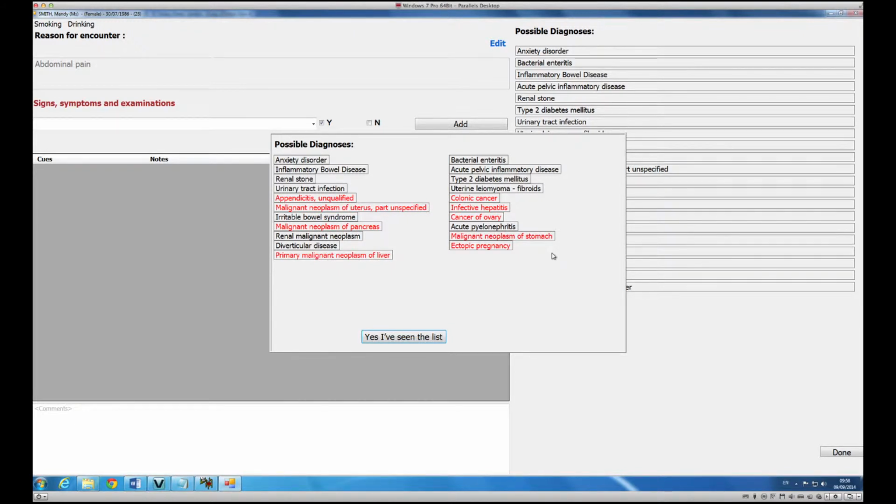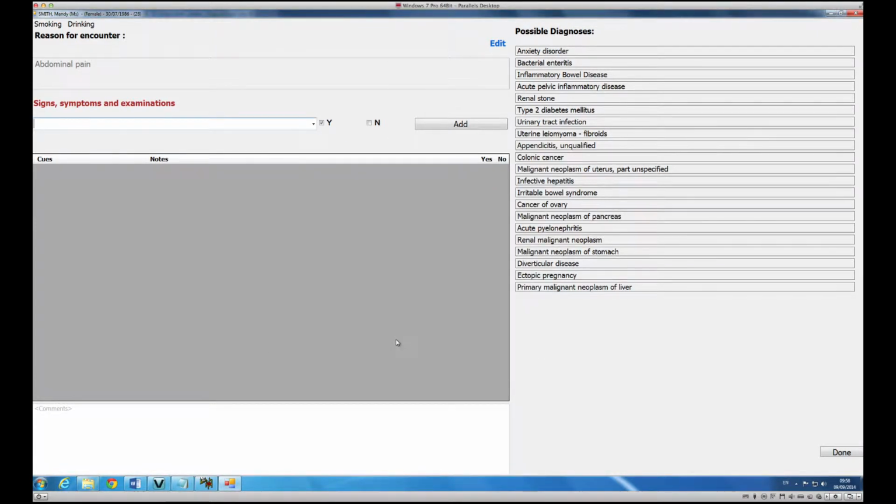Okay. So I'm having a quick look at a list on the computer there. Fine. So you've had this for about how long? Yeah, a week. Okay. And what does the pain feel like? Well, it's all over the tummy and it's really uncomfortable.